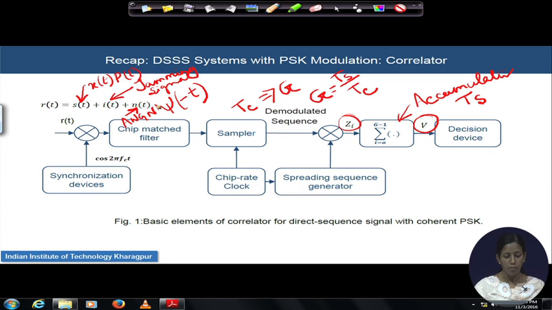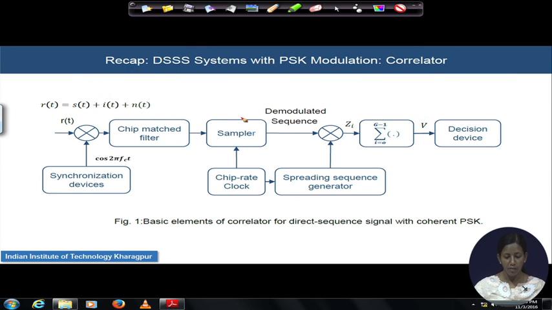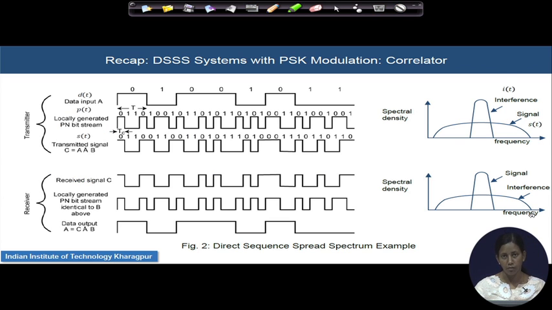So, the system model with which we will start our analysis looks like this: s(t), the intended spread signal, in presence of the jamming signal and the additive noise that we are receiving. We will come back to this receiver block architecture whenever required in the subsequent slides.